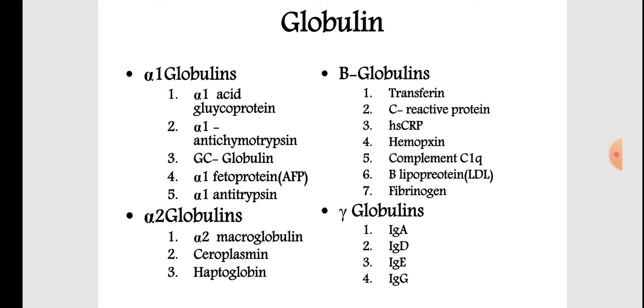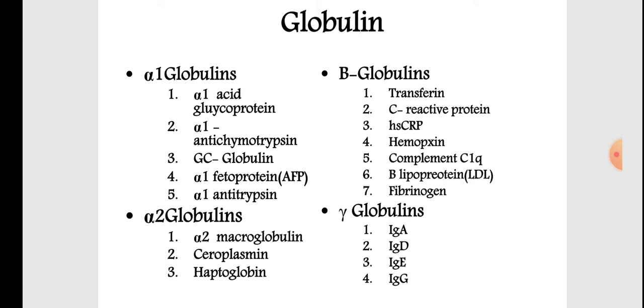Alpha 1 globulins include alpha 1 acid glycoprotein, alpha 1 anti-chymotrypsin, GC globulins, alpha 1 phytoprotein and alpha 1 antitrypsin. Alpha 2 globulins include alpha 2 macroglobulins, ceruloplasmin, haptoglobulins.